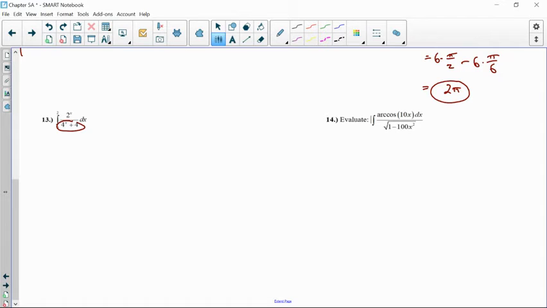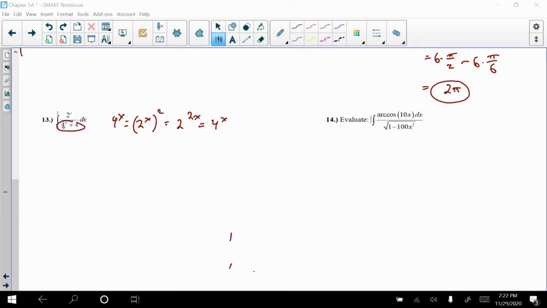So maybe I recognize that 4 to the x is the same thing as 2 to the x squared, right? Because when you raise a power to a power, you would have multiplied. So that would have been 2 to the 2x, and 2 to the 2x is the same thing as 4 to the x. So really, this is kind of like a u squared plus 4. So I'm going to let u be 2 to the x.